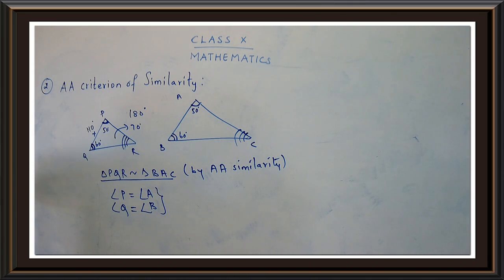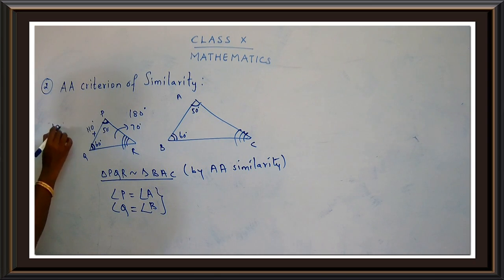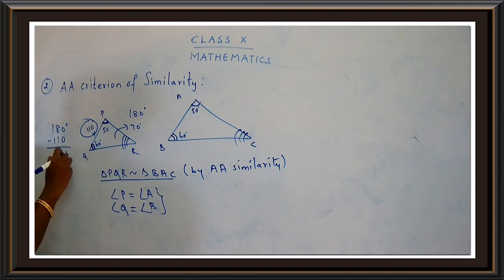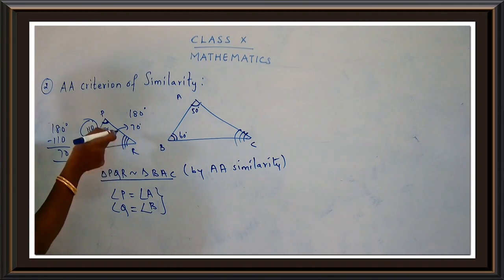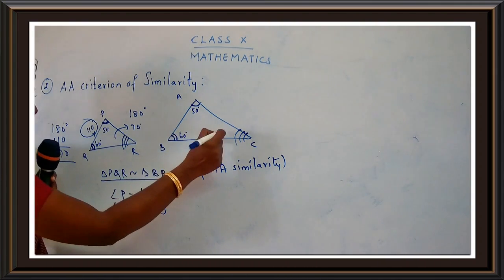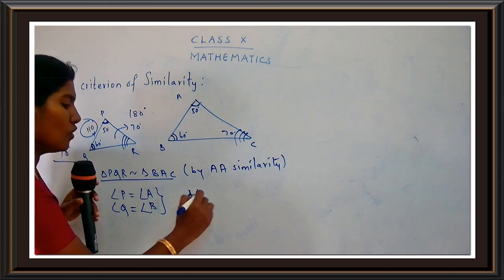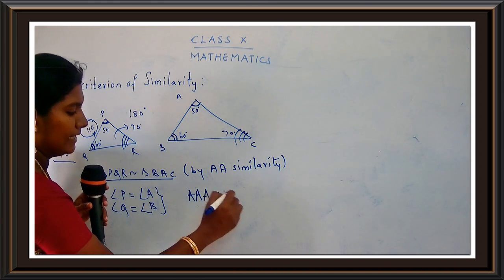How do I get 70 degree? 180 minus 110. I just put here 180. That is, from the total sum, I have to reduce this 110. So what is the answer I get here? 70 degree. So if this is 70 degree, what will be this angle? 70 degree. That means if you are considering a triangle to be AA similarity, it will also be AAA similarity.